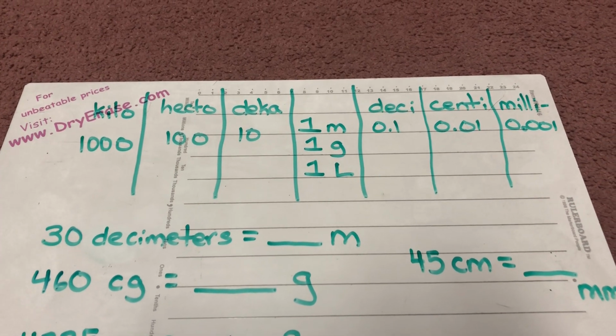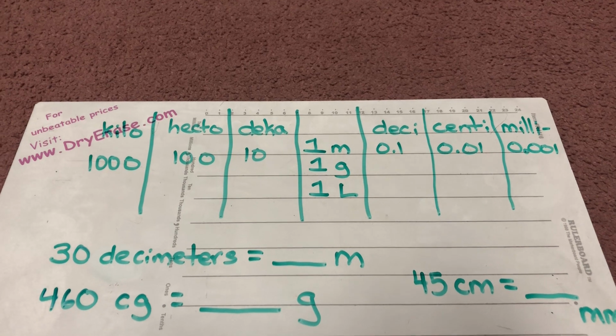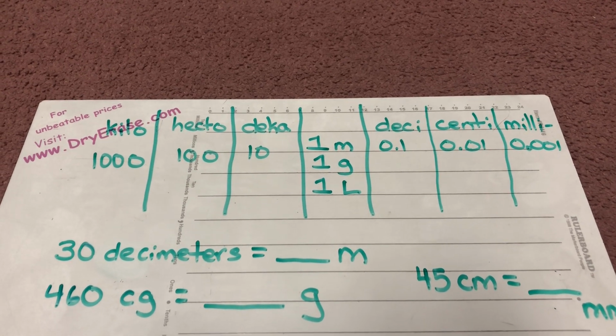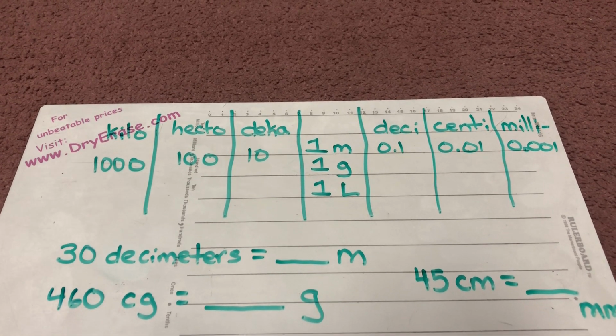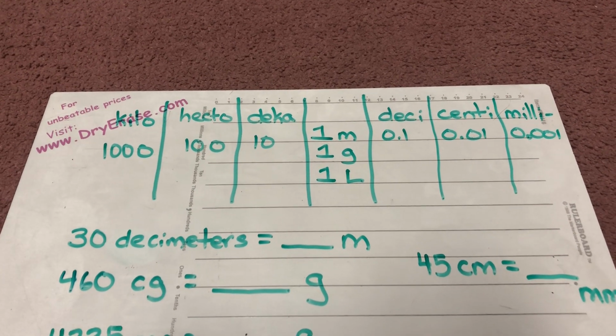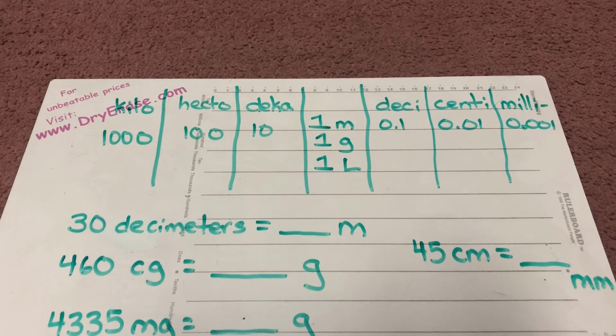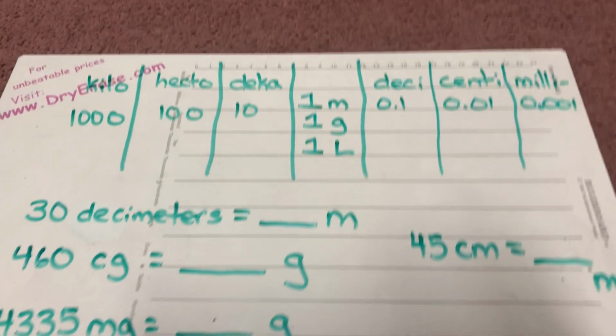Teachers that may be viewing this video, basically the idea of the metric system, since it's all the same base 10, it doesn't matter whether we're converting mass, capacity, or length. The math behind it is the same. That's why I choose to just combine these into one lesson and one video.